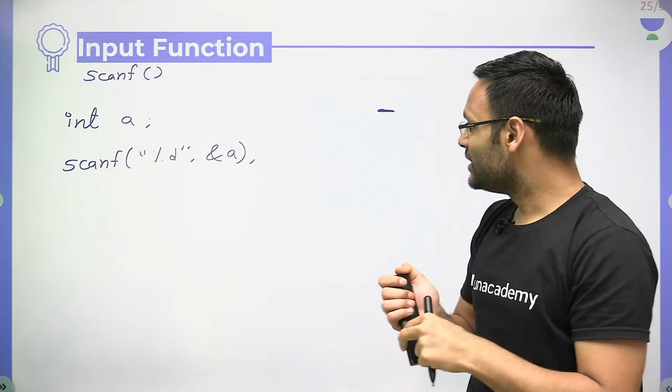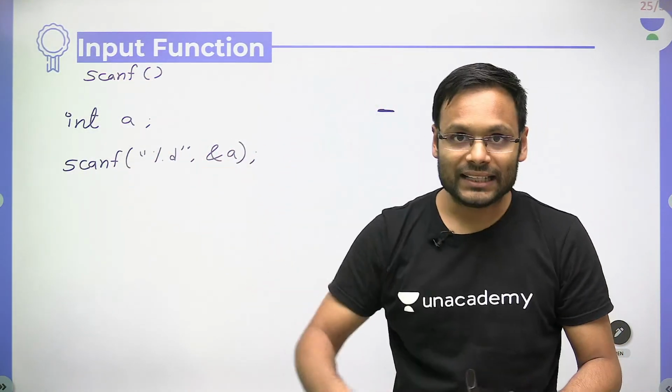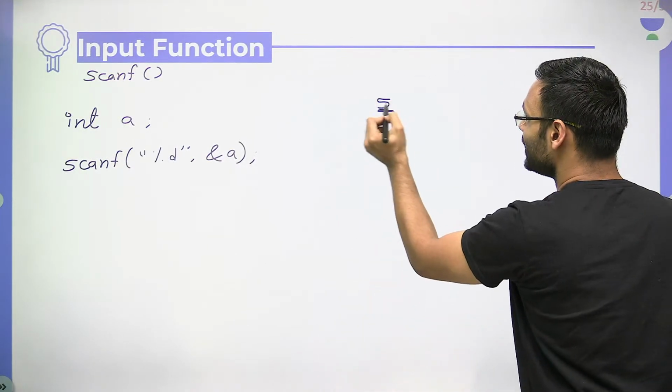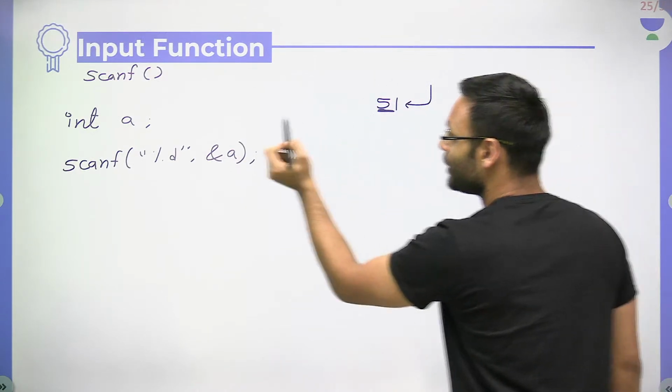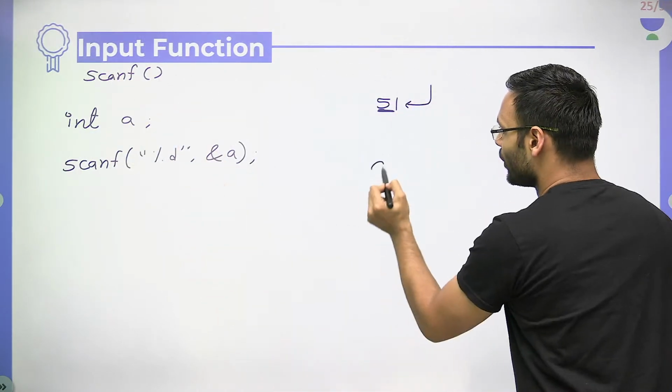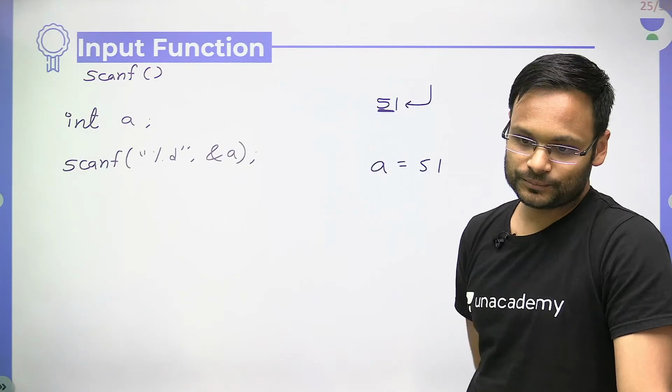When this statement runs, the cursor will stop on your screen. You type an integer value, because you are taking an integer value, and press enter. As soon as you type some integer value, let's say you have typed 51 and enter, what happens? This 51 value will be assigned to a. So a internally will have the value 51.